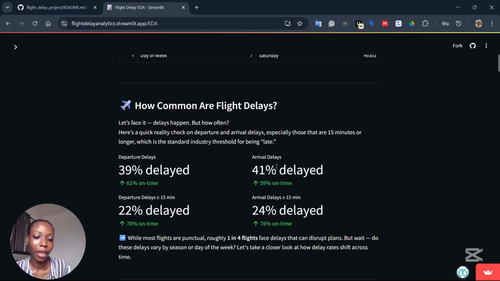So while most flights are punctual, roughly 1 in 4 flights face delays that can disrupt passenger plans. And this is what this project is all about: understanding the causes and recommending solutions. Do these delays vary by season or day of the week, you would ask? Let's take a closer look at how delay rates shift across time in 2023.